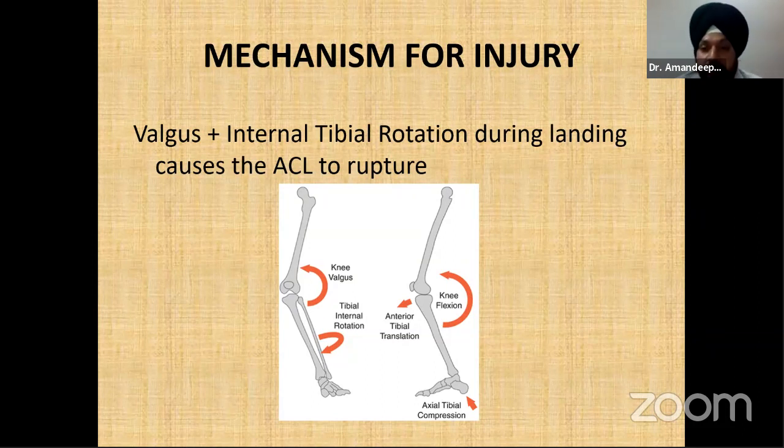Valgus stress, and again I'm stressing, valgus stress when combined with internal tibial rotation is going to cause this injury to the anterior cruciate ligament.